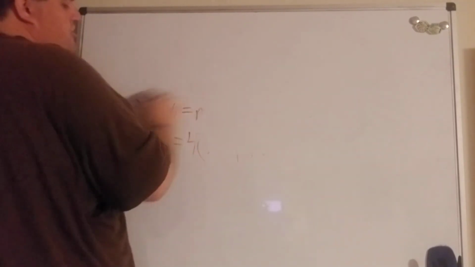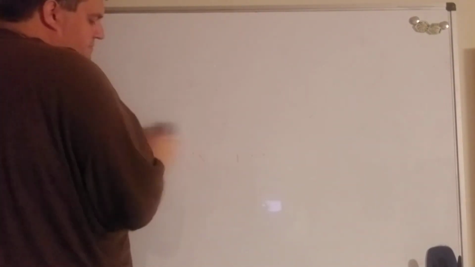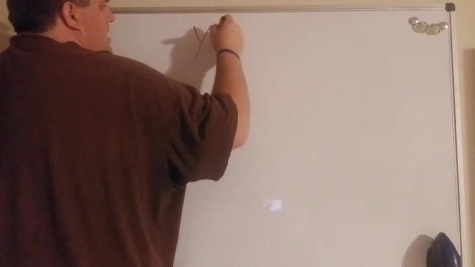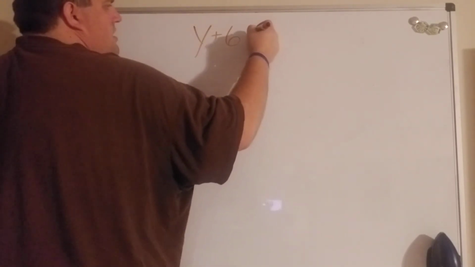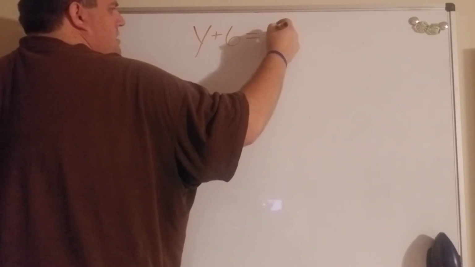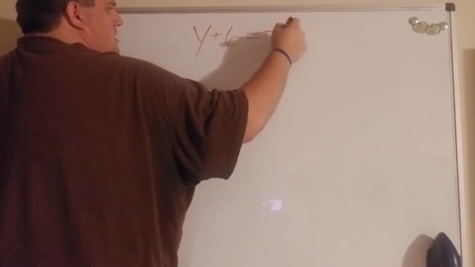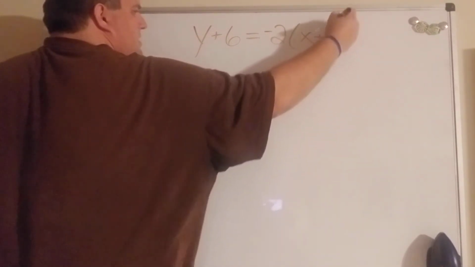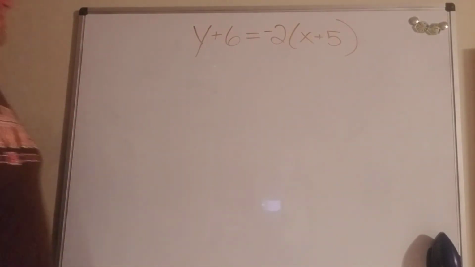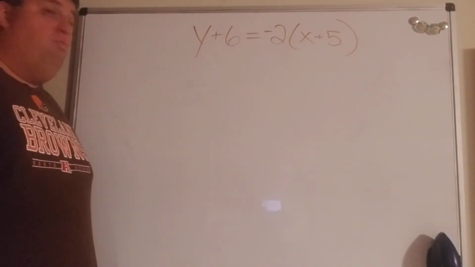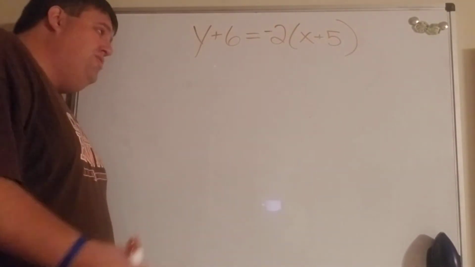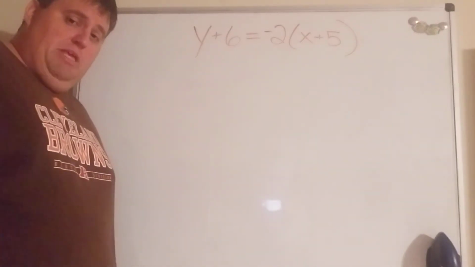So, let's say I give you an equation in point slope form. So it looks like this. y plus 6 equals negative 2 x plus 5. Something like that. And then they say graph it, maybe. Graph this equation from point-slope form. All right, you actually have all the stuff that you need to graph it from here.